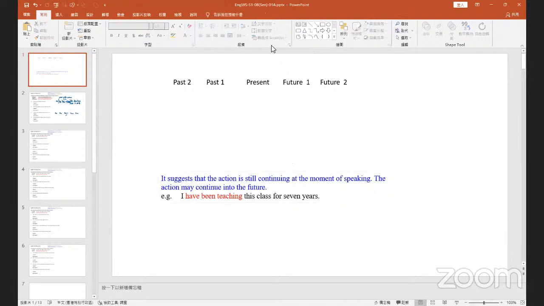If something happens right now only, we use present continuous tense. Maybe I type.